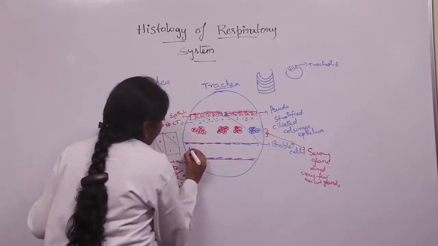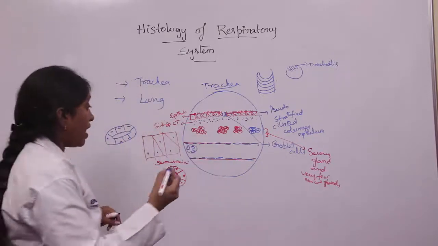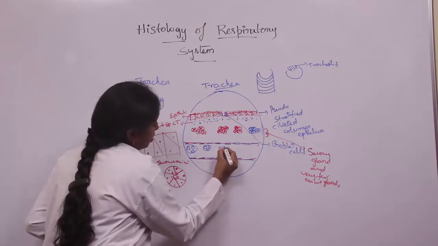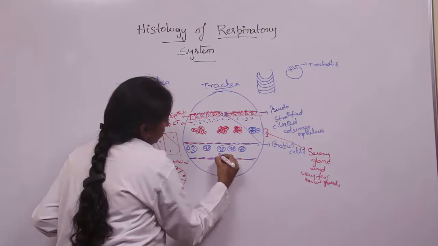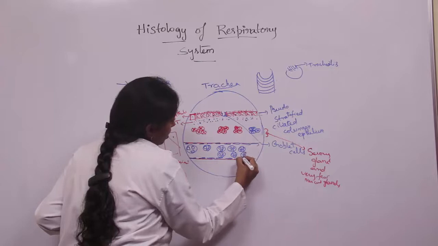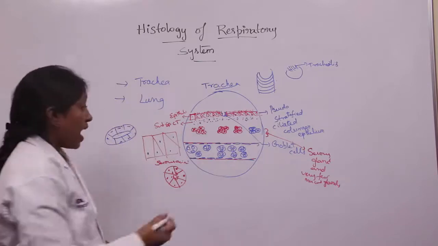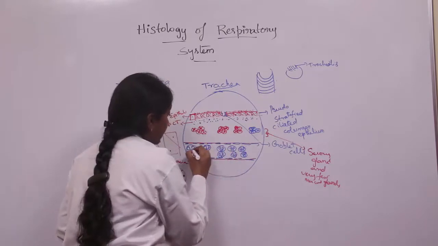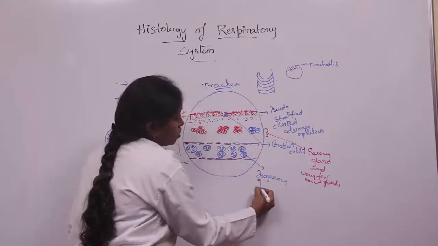These plates of hyaline cartilage are made up of chondrocytes. D-shaped chondrocytes are seen, and they are arranged in groups in the hyaline cartilage. Because these chondrocytes are arranged in groups, we call them isogenous groups of chondrocytes.